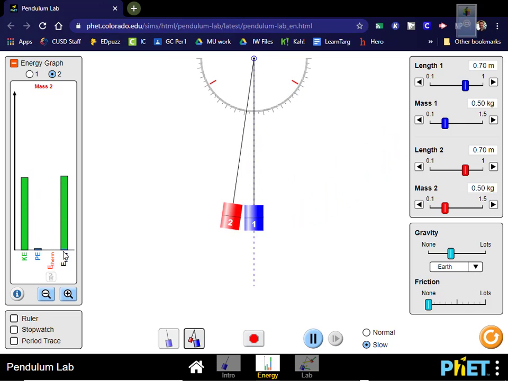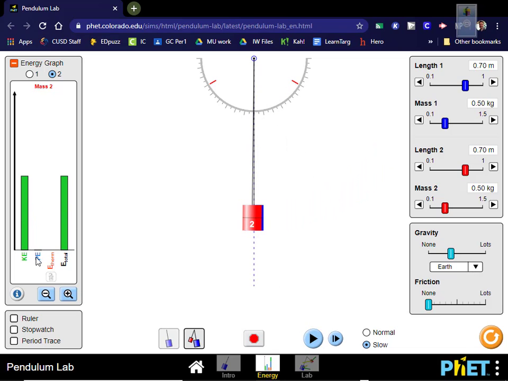All right. So as the pendulum goes up, the height goes up, so mgh goes up. Then as the pendulum goes down, the height goes down, so energy goes down. As it goes back up again, it goes back up. Let's pause it right there near the bottom.